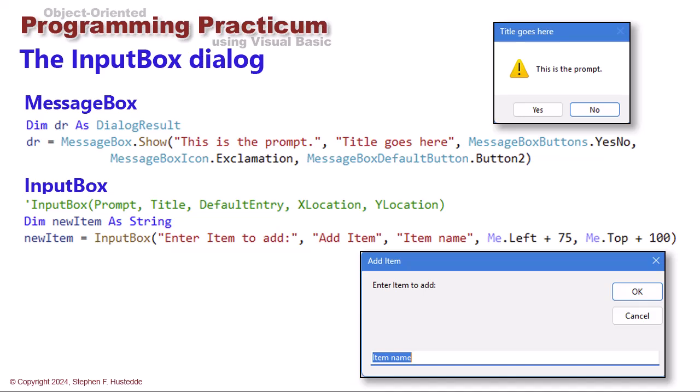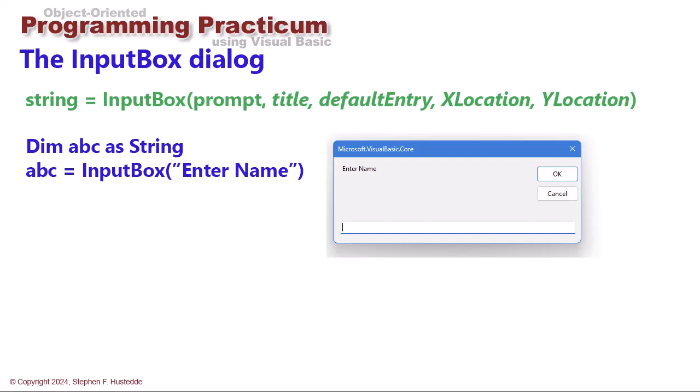Rather, the input box method shows a dialog that includes the prompt, the title, a default value or item name in this case, that's what I'm using, and then a location. The title, default entry, and the X and Y points of the location are all optional. So this is an overloaded method, and in simplest form, we're simply going to add the prompt. So here, ABC equals input box enter name.